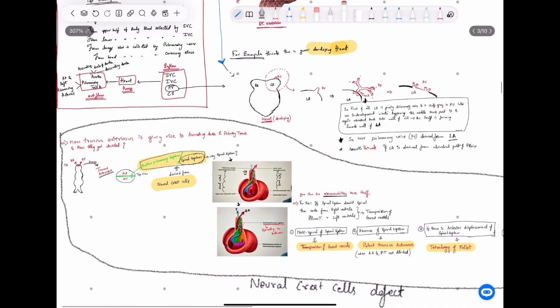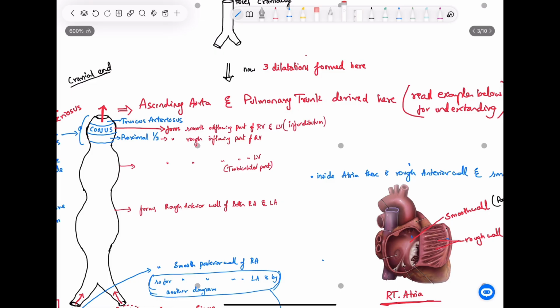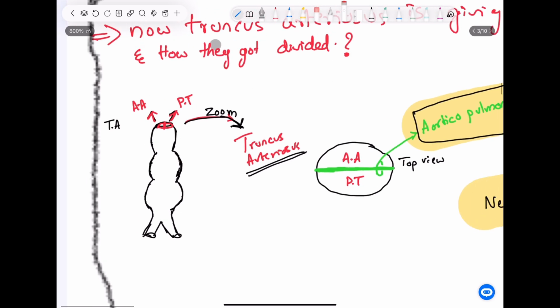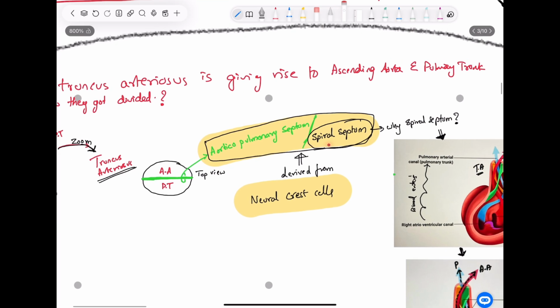Okay, and you can also see here, this part is truncus arteriosus. From here ascending aorta and pulmonary trunk are derived. This is the same diagram, and we can zoom in on this truncus arteriosus part. You can see this is the top view, and this half is ascending aorta, this is pulmonary trunk, and in between them there is a septum, that is aorticopulmonary septum, also known as spiral septum. And the spiral septum is derived from neural crest cells.